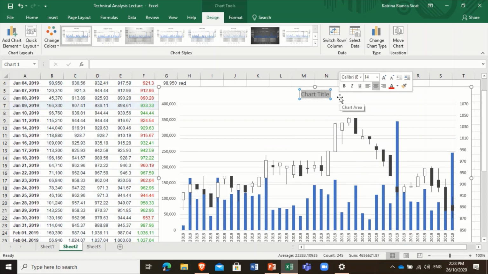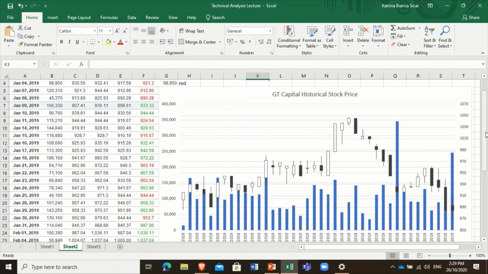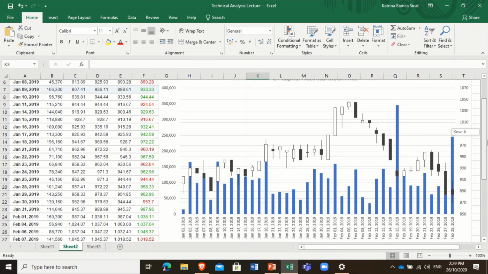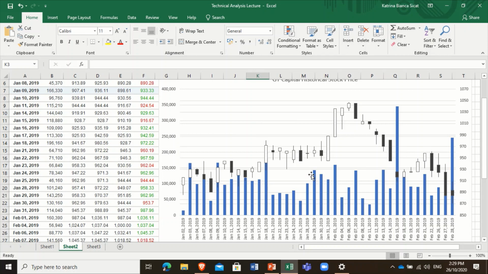No? Gawin nating GT Capital. Okay. Historical stock price. Okay. All right. So don't forget to label your chart so that you know kung ano yung sinusolve or not. Okay? So, ganun lang kadali. It's very, very easy to create a stock chart with a volume bar.